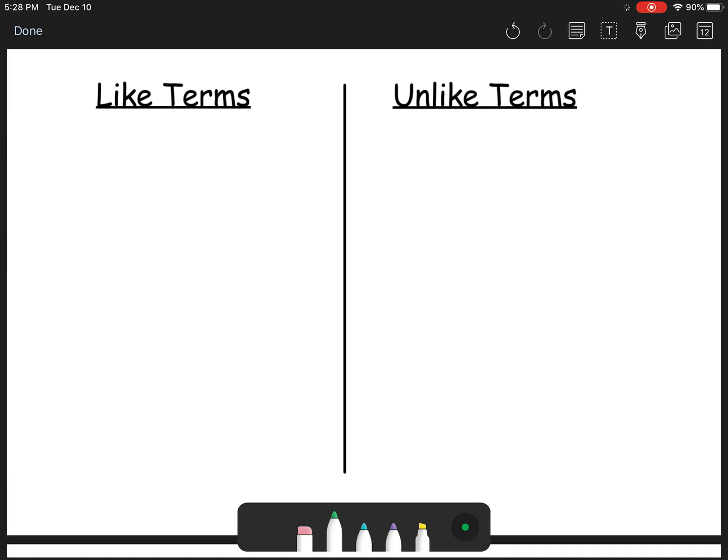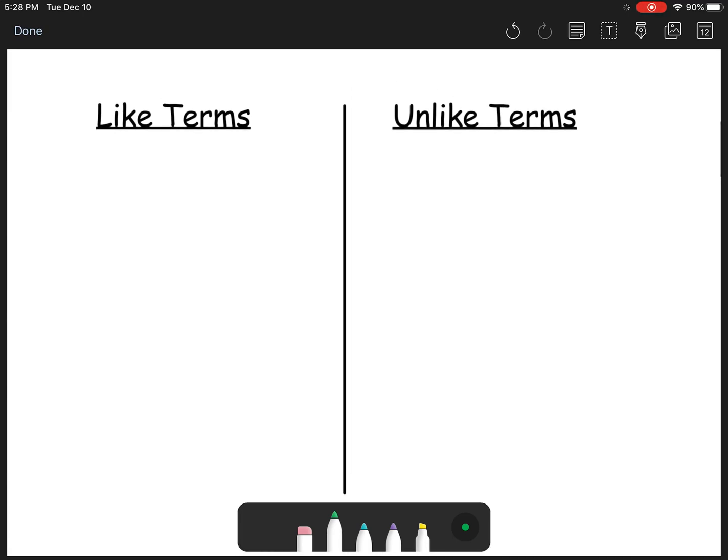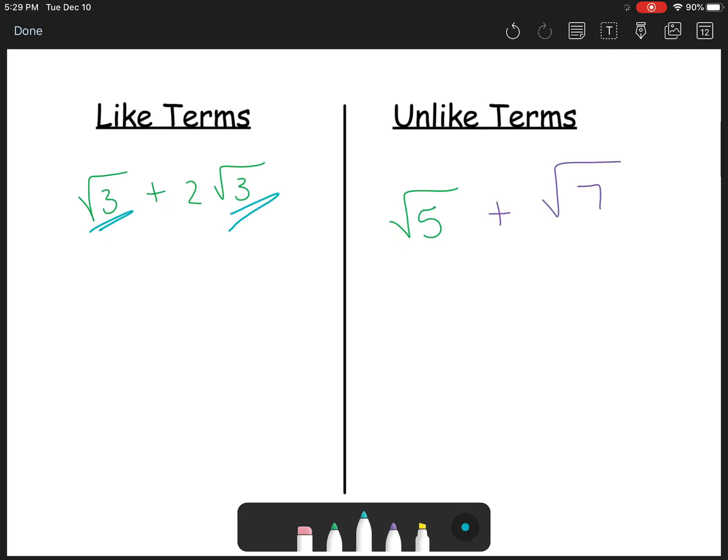So like terms are when you have the same thing under the radical. So for example, the square root of 3 plus 2 times the square root of 3 could be combined because they have the same thing under the radical. If we're looking at the square root of 5 plus the square root of 7, those cannot be combined because 5 and 7 aren't the same thing.